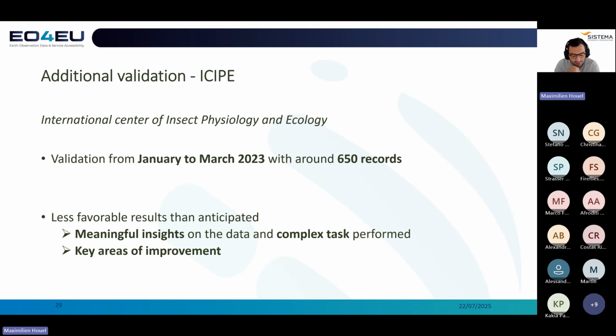But as you have seen during the presentation of the results, there is a real complexity in saying that the output matches well with the occurrence or non-occurrence of the desert locust. So the results that we obtained from this validation were less favorable than anticipated. But we found meaningful insight on the data and also on the complex task that we are performing. And so there were a lot of key areas of improvement.